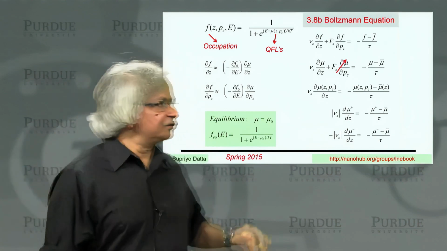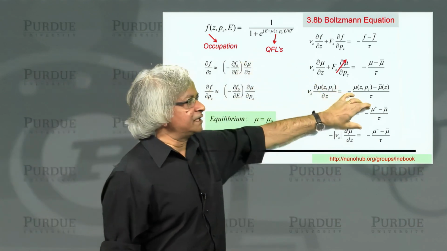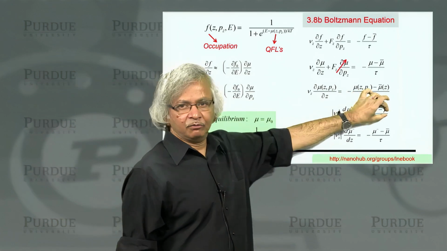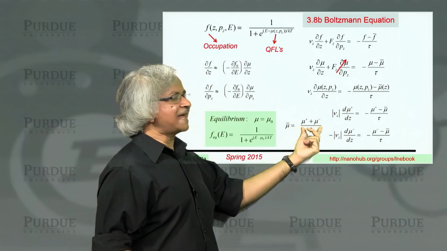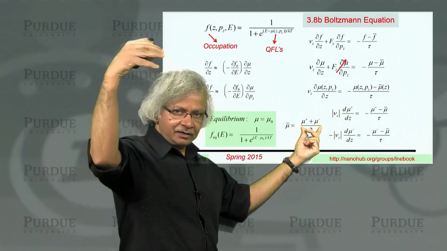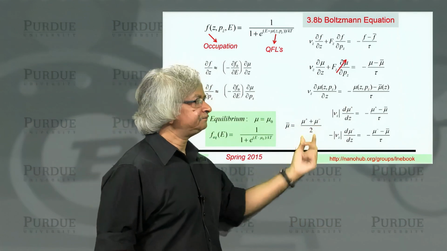You see, their mission is to restore equilibrium. So what they try to do is collapse the mu plus and mu minus into a single value, mu bar. And so this average mu, this mu bar, would be the average of the two. That's where they will be trying to collapse it.